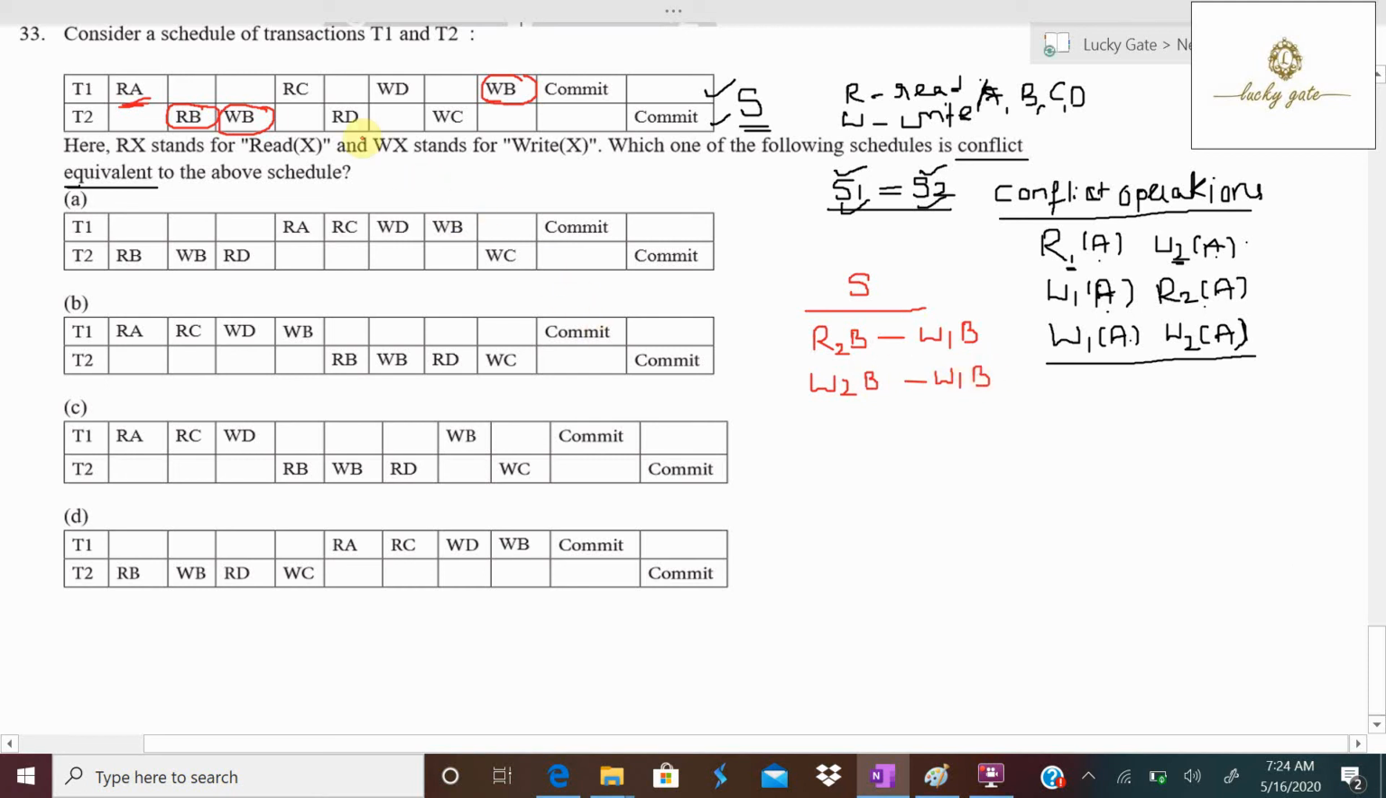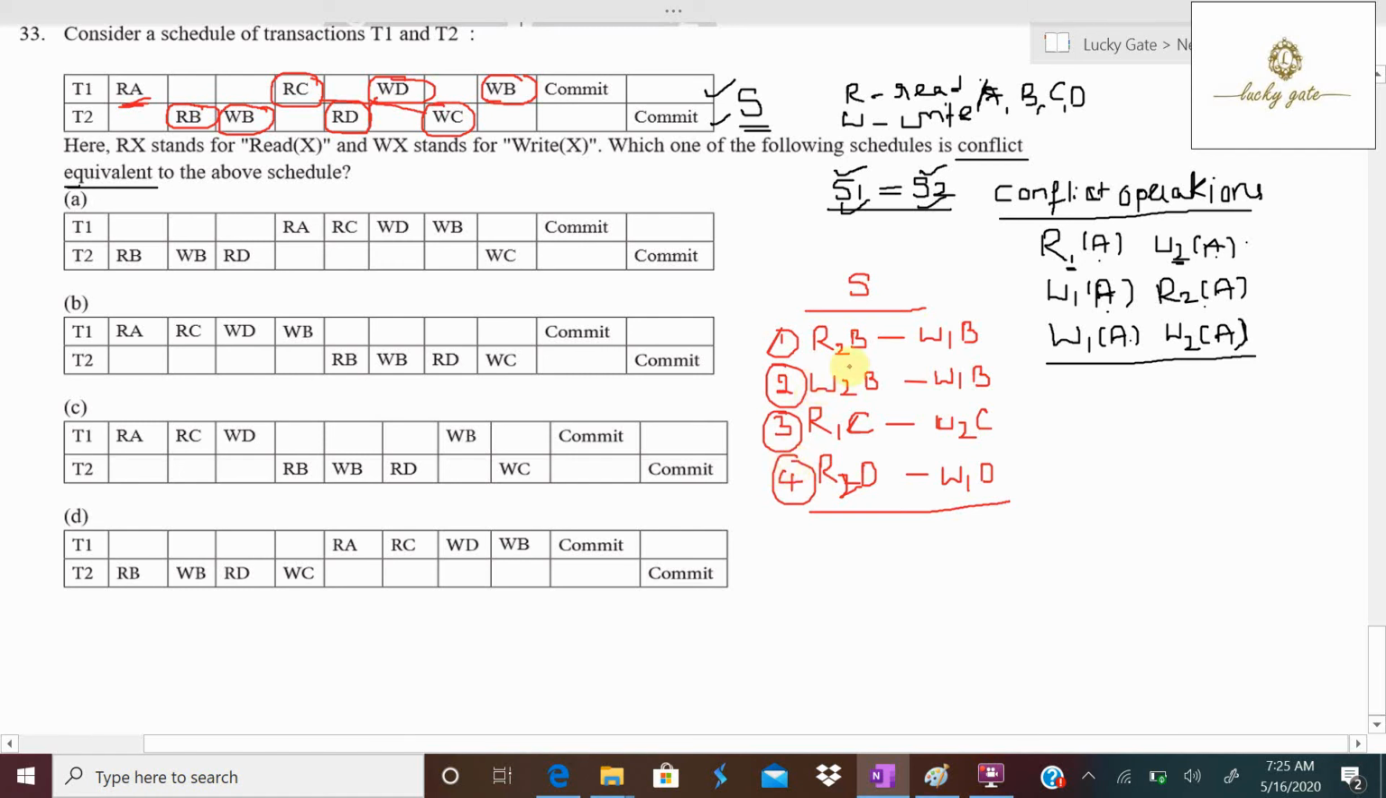Now the third operation, read C, is going to conflict with write C. What is the third conflict we have? R1C is conflicting with W2C. And we have one more conflict: read 2D is going to conflict with write 1D. So we have the fourth conflict. And no more conflicts, which means we have these four conflicts in the given schedule. I am calling them conflict 1, conflict 2, conflict 3, conflict 4. These are the four conflicts in the given schedule.